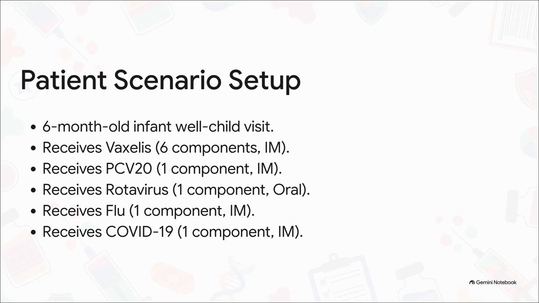They're receiving Vaxelis, which is given IM, and remember, that has 6 components. They get PCV20, which is 1 component, IM. They get the rotavirus vaccine, 1 component, given orally. They get a flu shot, 1 component, IM. And finally, a COVID-19 vaccine, 1 component, IM. Let's see how the documentation completely changes our coding outcome.